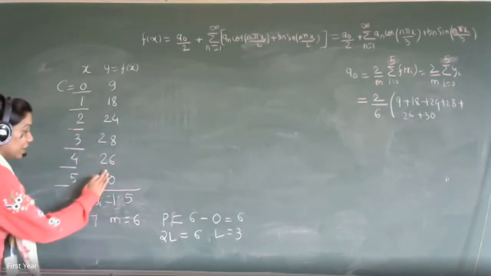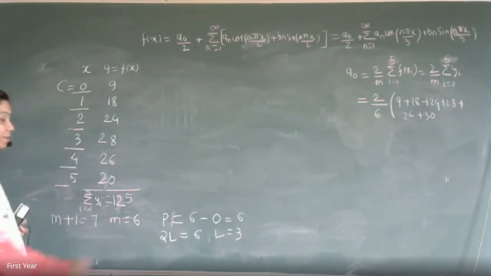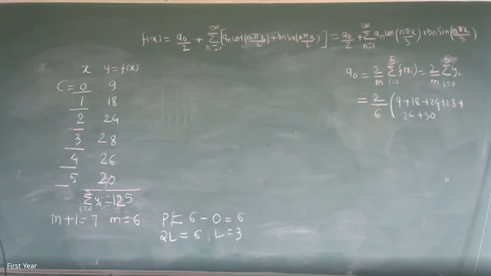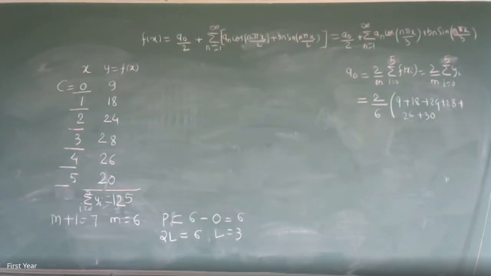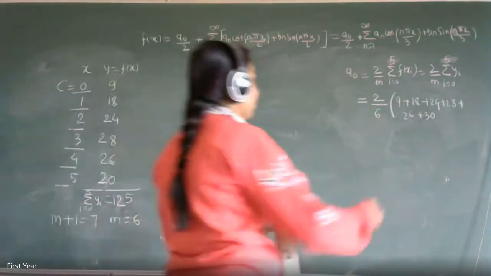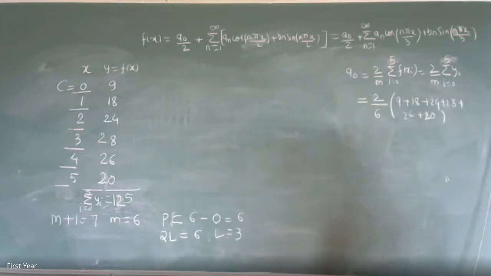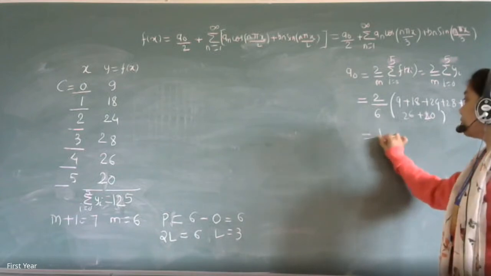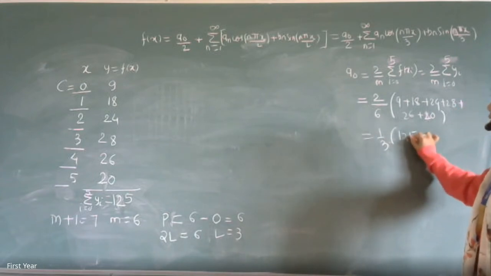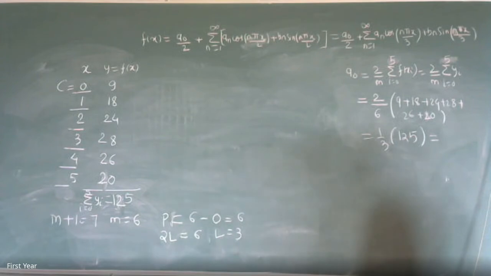Okay, actually, this is 20. I have made a mistake. That is 20, not 30. So you got the summation of y to be 125. It's not 30, it's 20. So what is the value? This is 1 by 3 into 125. What is the answer of this?